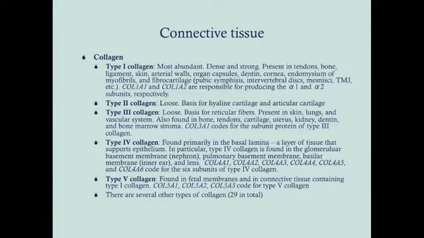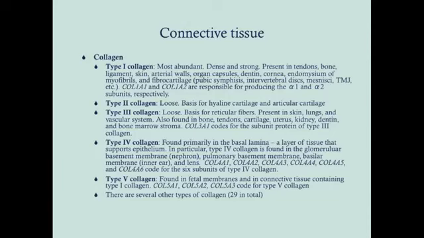And then type 4 collagen is primarily found in the basal lamina, which is the layer of tissue that supports epithelium, sort of like the basement membrane for the epithelium. In particular, type 4 collagen is found in the glomerular basement membrane in the nephron, as well as the pulmonary basement membrane and the basilar membrane inside the inner ear, and then the lens. And there are 6 genes that code for type 4 collagen, and they are COL4A1 through 6. Type 5 collagen is found particularly in fetal membranes and also found in most places where type 1 collagen is found.